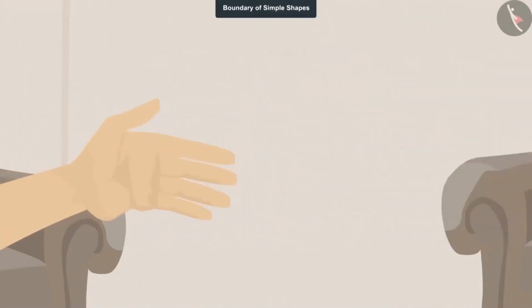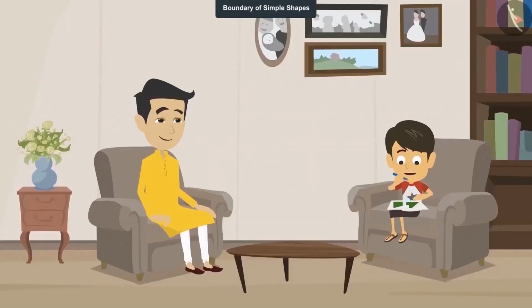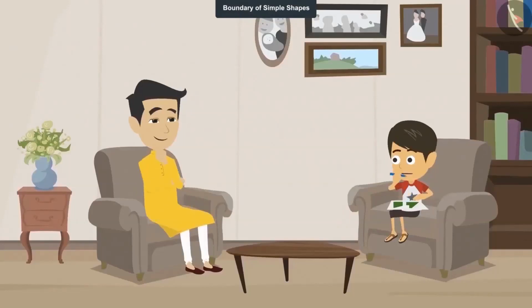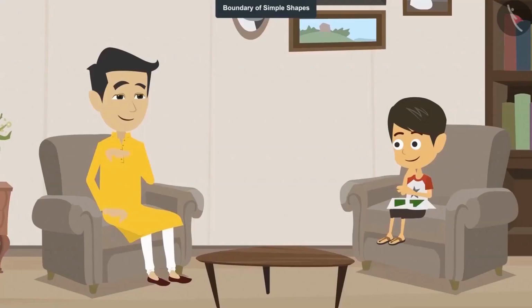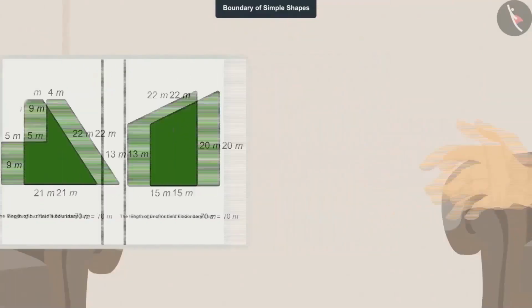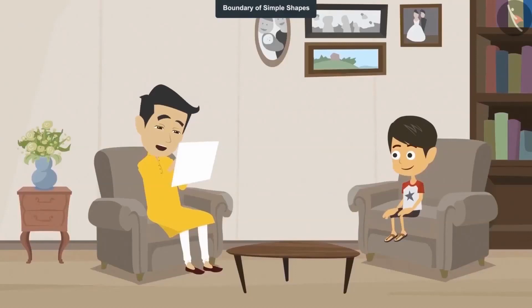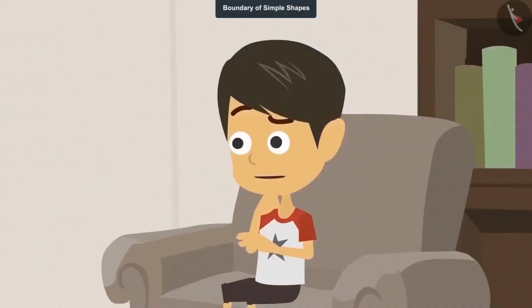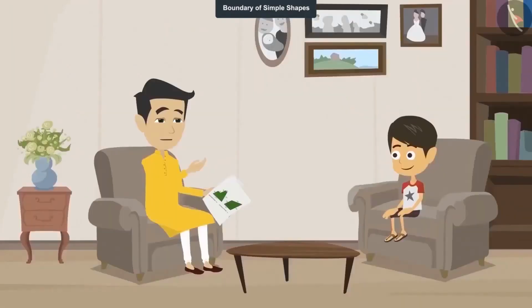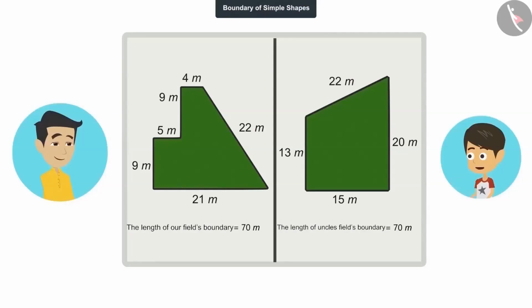Just a minute. What happened? I may have made a mistake in adding. The measurement of the boundaries of uncle's and our farm seems to be the same. Give it to me, I'll check. No, Rayansh, there is no mistake. Your calculation is correct. So does that mean that the length of the boundaries of both the fields is the same? Yes. But how is this possible? Why is it not possible? The shape of the two fields is different.